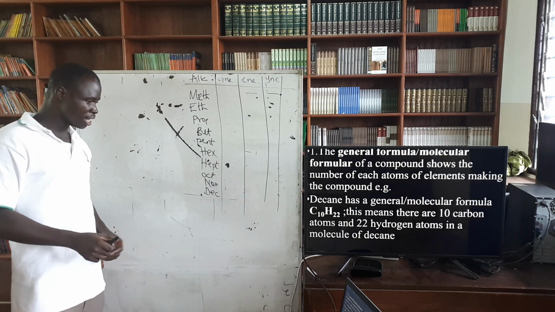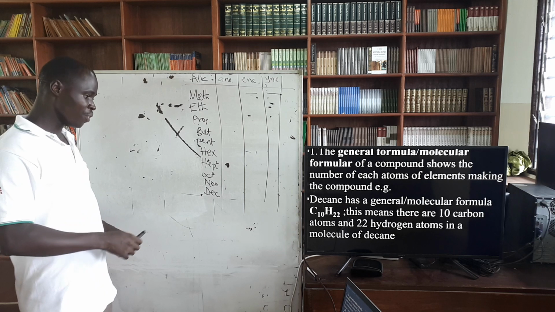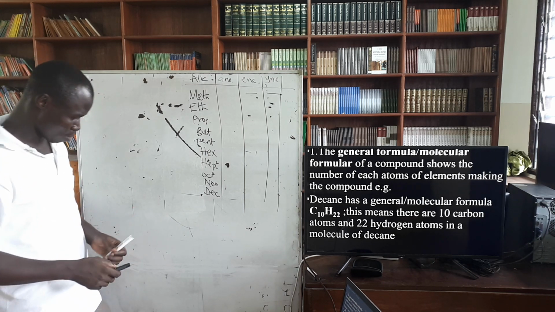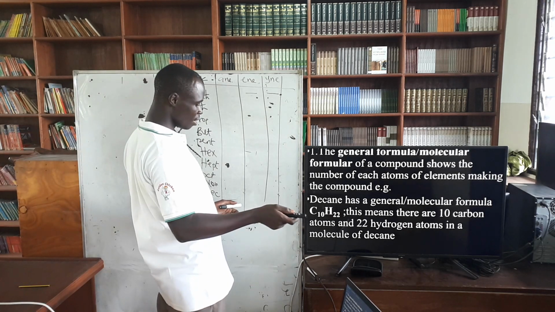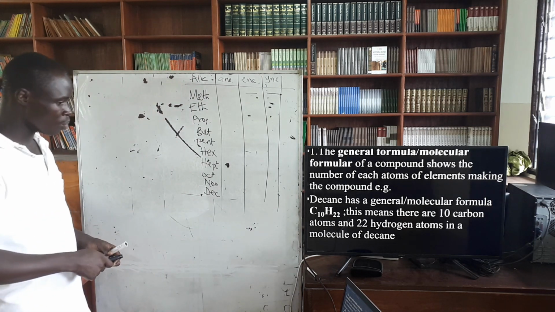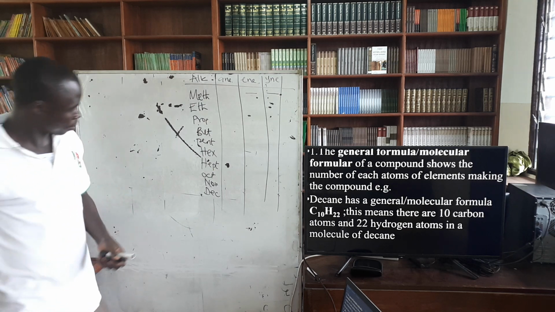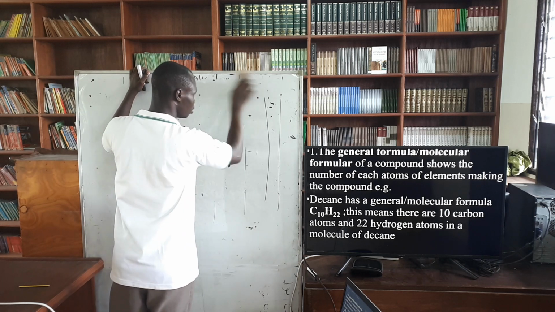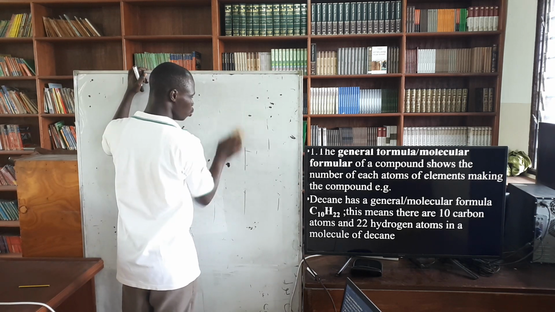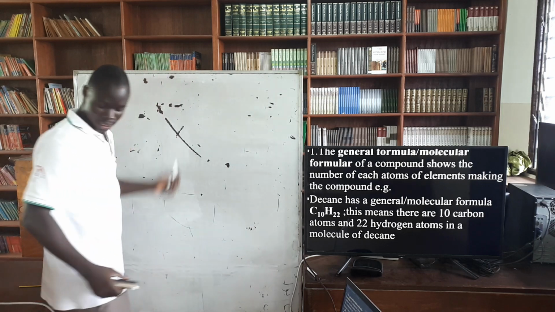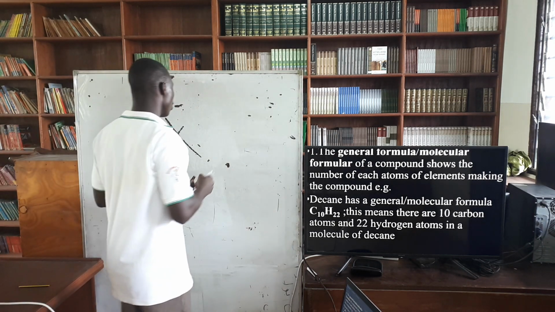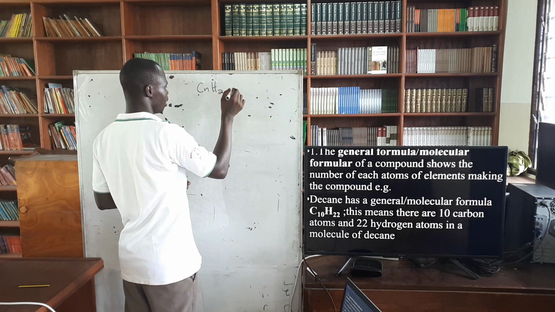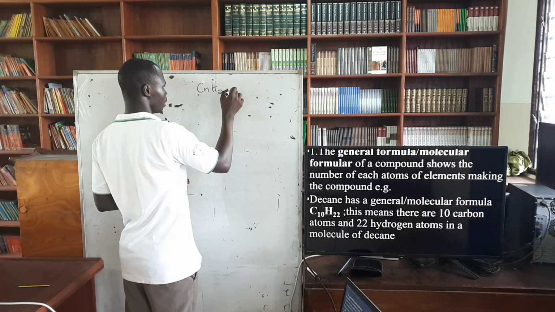Now, we have certain types of formulas here. We have the general formula or molecular formula of a compound, which shows the number of each atom present making up the compound. E.g. the alkane has a general formula of CnH2n+2. So I want to show you some of the molecular formulas. Remember that we have CnH2n+2.